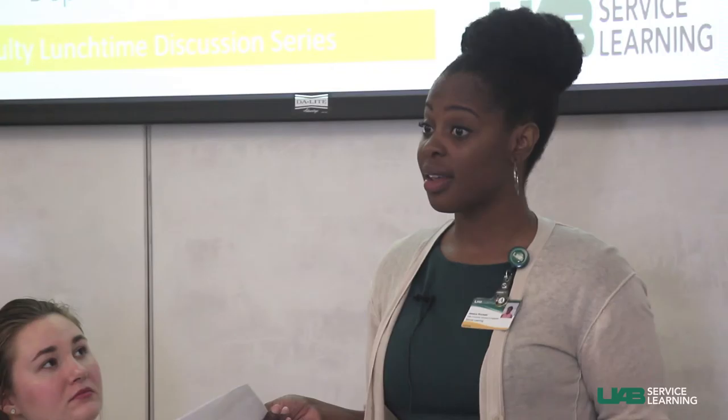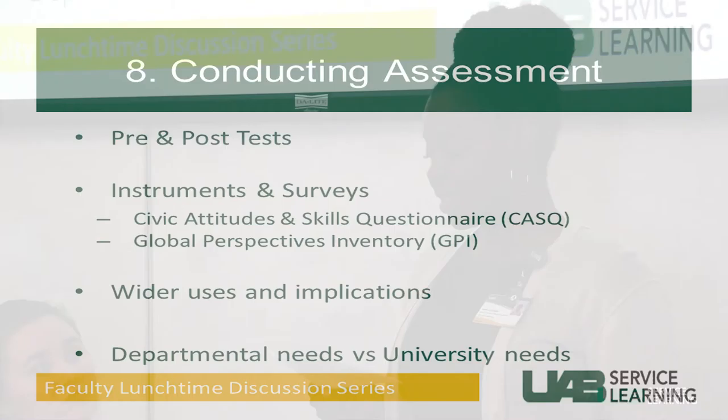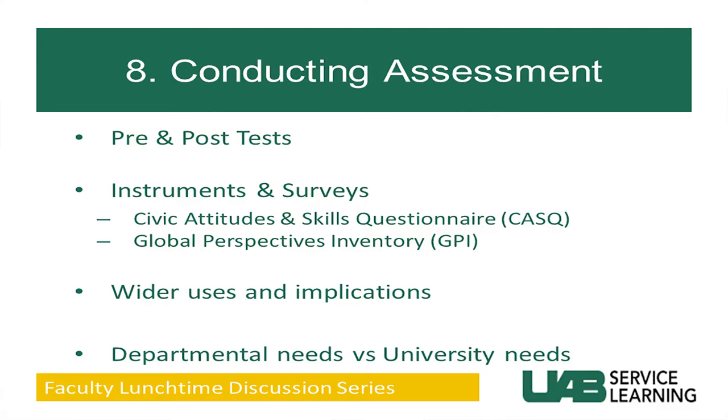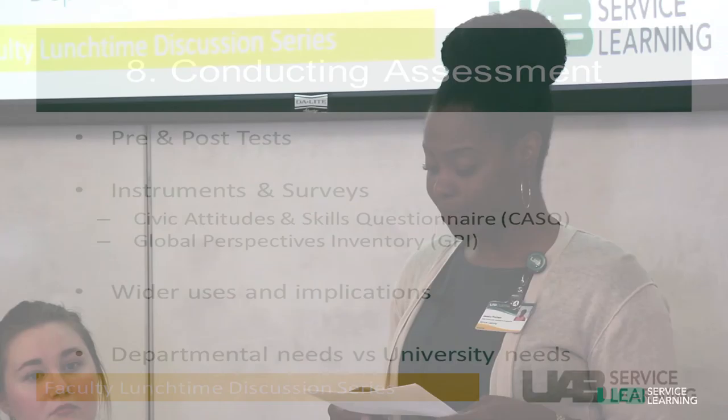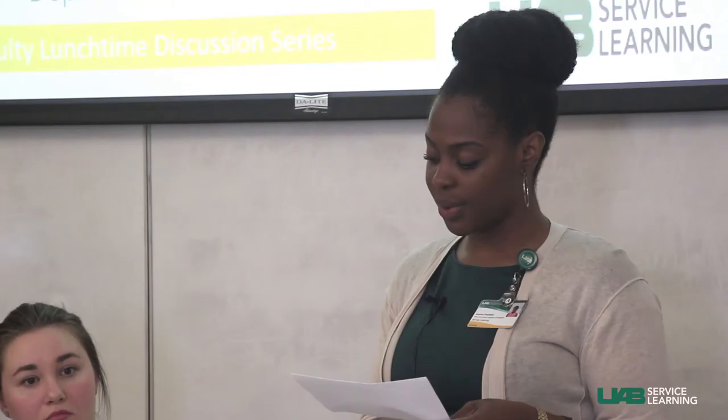And what we provided is some examples of actual instruments that are statistically valid and reliable that you can use to give prior to the experience, after the experience, or you can just give it one time after the experience. One of them is the Civic Attitudes and Skills Questionnaire. It's called the CASQ, and it's used a lot in service learning, and some professors at Tulane developed this, and it's been revised over a number of years. And it has six scales. One is on civic action, interpersonal and problem-solving skills, political awareness, leadership, social justice attitudes, and diversity attitudes.